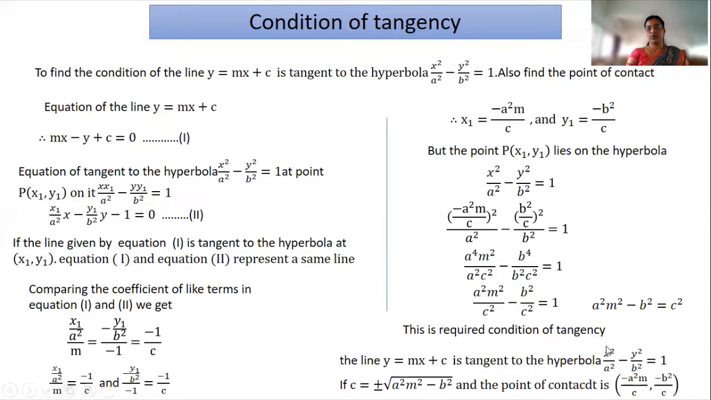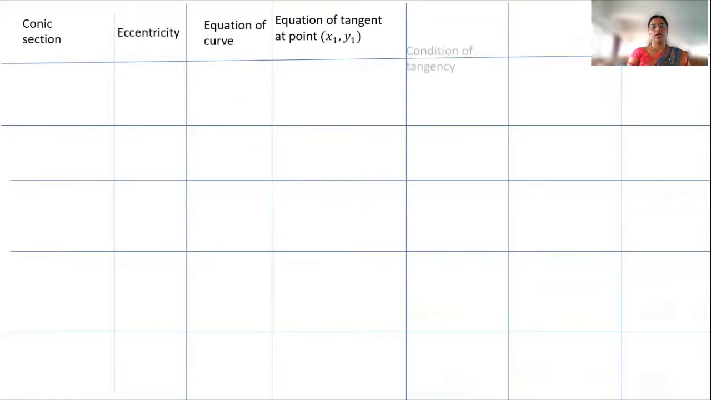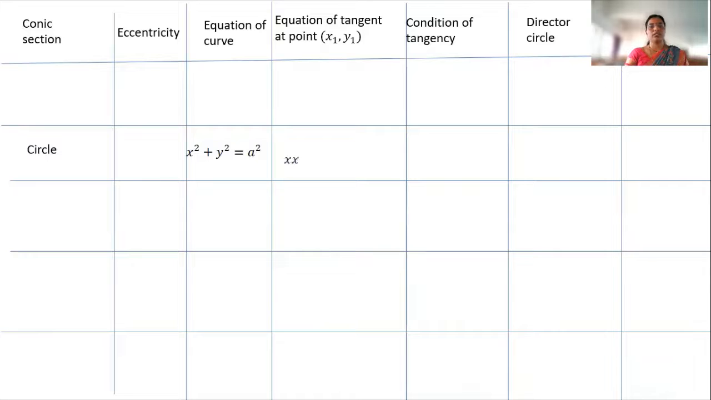That is, the point of contact is minus a square m upon c and minus b square upon c. Now, for the conic, every conic section, we have the circle with eccentricity, equation of curve x square plus y square is equal to a square. Its tangent equation is xx1 plus yy1 is equal to a square.